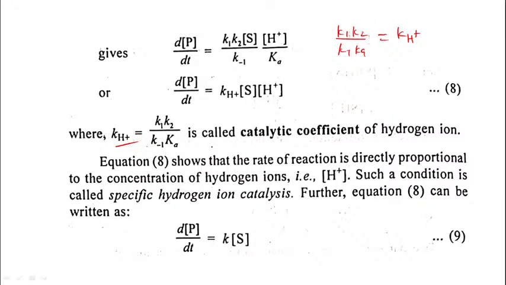And this KH positive is called the catalytic coefficient of hydrogen ion, because in this reaction hydrogen ion is involved. So it is called the catalytic coefficient of hydrogen ion. This is equation 8.